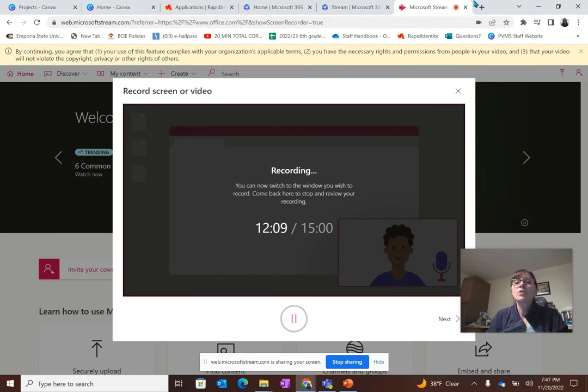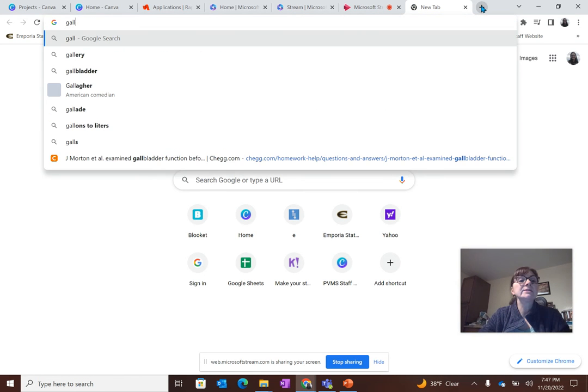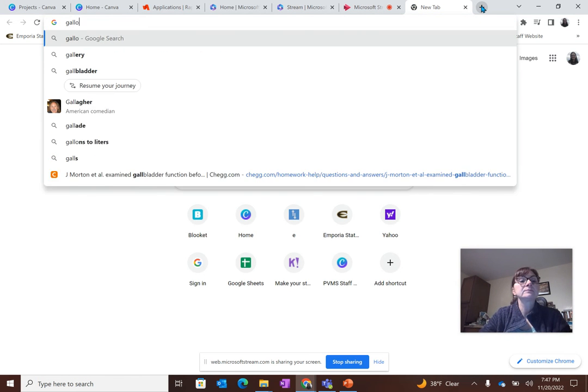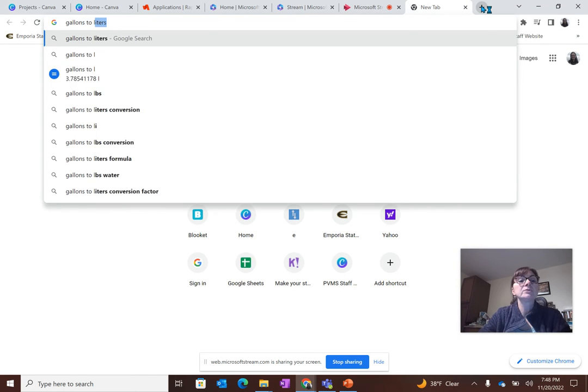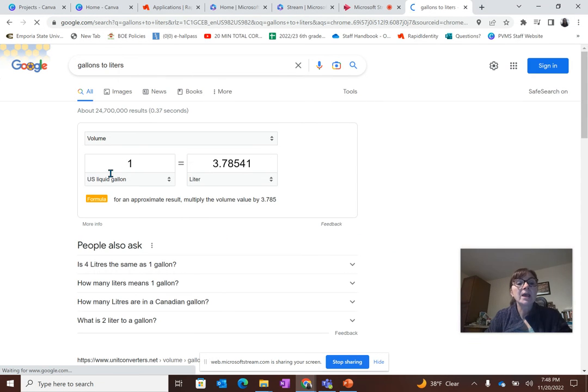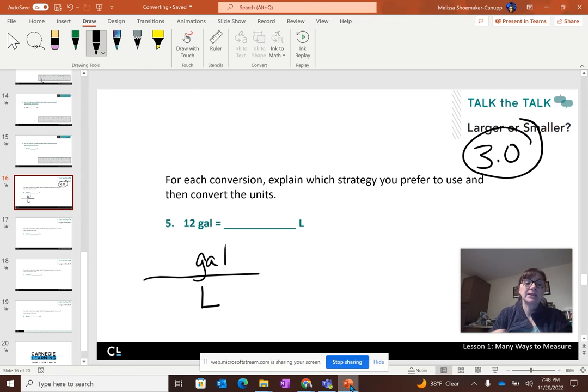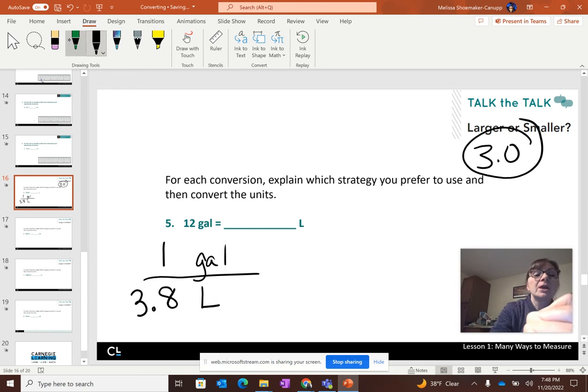So let's go pop over here and say gallons to liters. Okay, and it says 1 gallon is about 3.78 liters. So we'll use 3.8. 1 gallon is 3.8. See how I just looked that up? But for future reference, I'll make sure that I put that in the next problem, okay? They want to know how many liters that is.